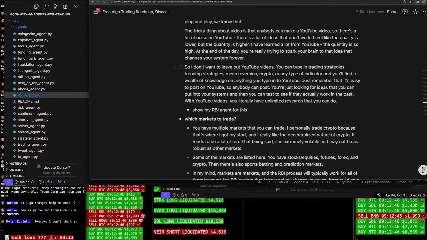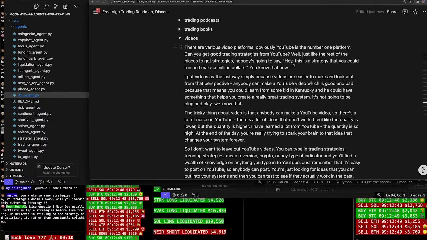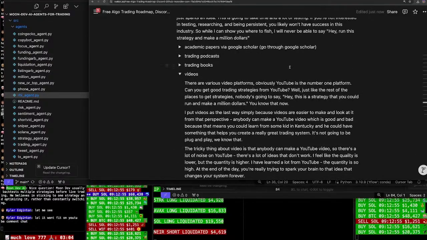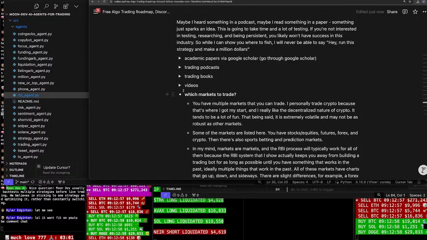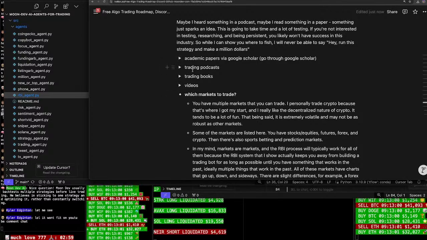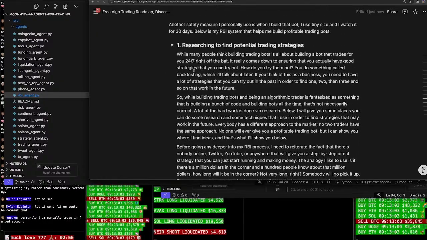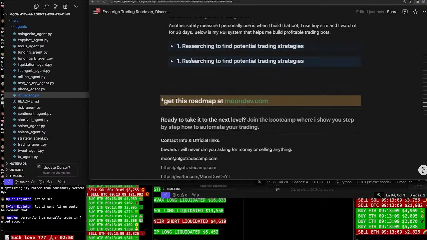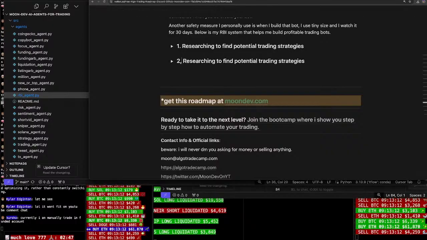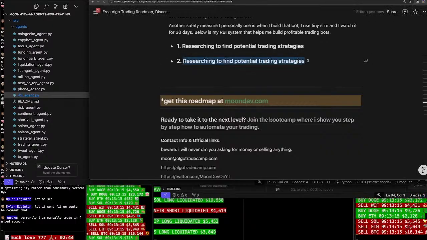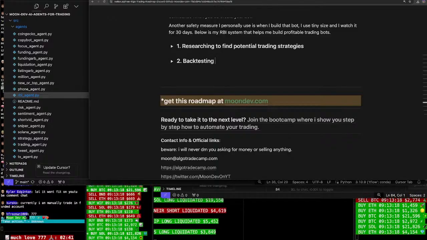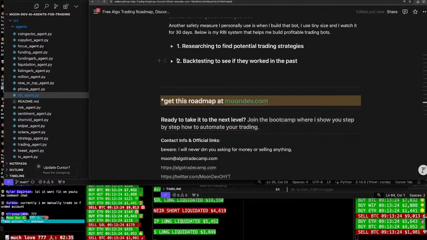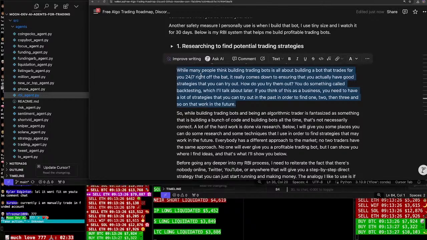Okay, so now you know pretty much everything about where to find strategies. And I literally gave you all the sauce today. So you now have everything you need in order to go find strategies in order to get started with this process. So you now know how to research. And the next thing would be backtesting. Backtesting to see if they worked in the past. So that would be number 2. But let's delete all this.